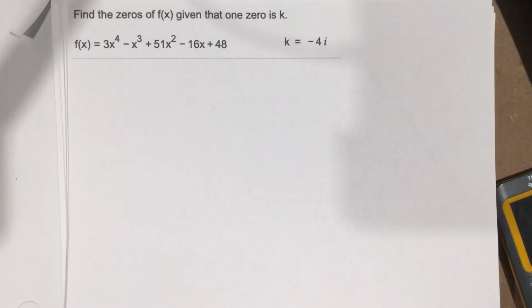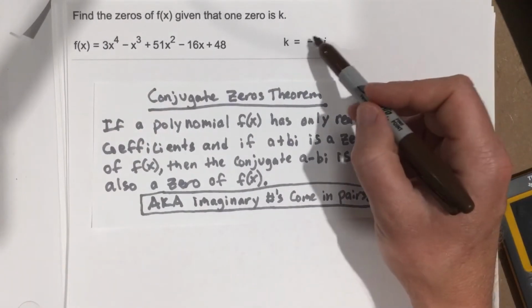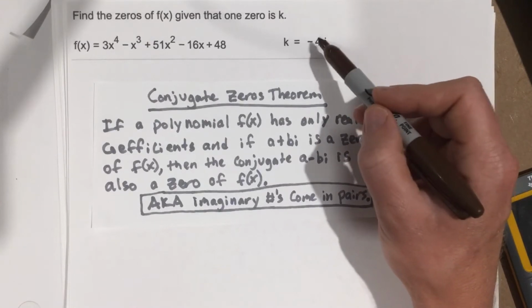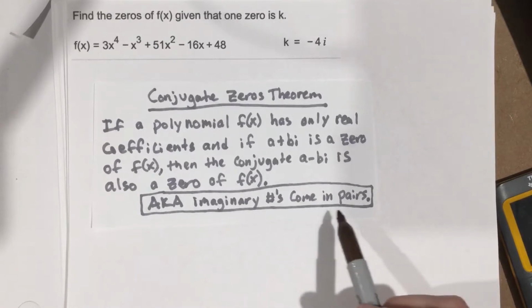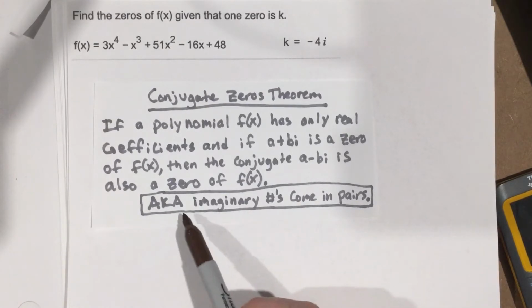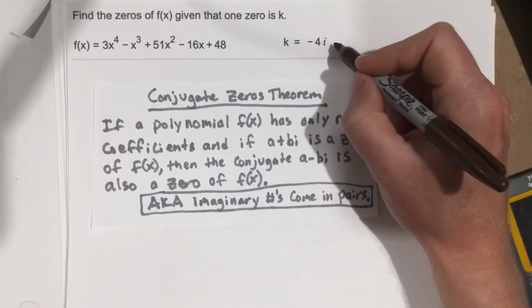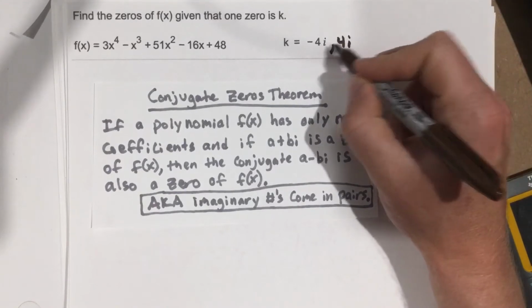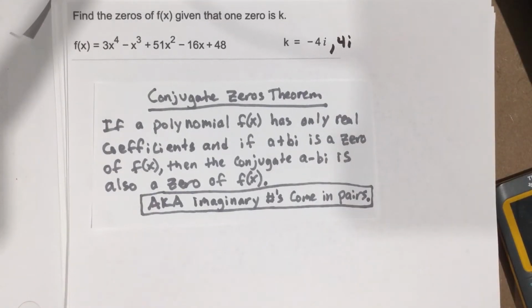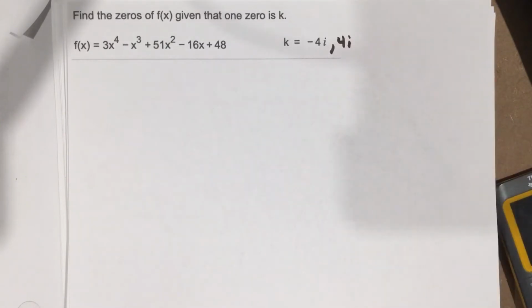And if you remember from our conjugate zeros theorem, if we have one imaginary zero, then we actually are going to end up with 2 imaginary zeros, right? Because imaginary numbers come in pairs. So negative 4i, the conjugate of that is going to be 4i. So negative 4i and 4i are zeros in this problem. So now we can write the factors.